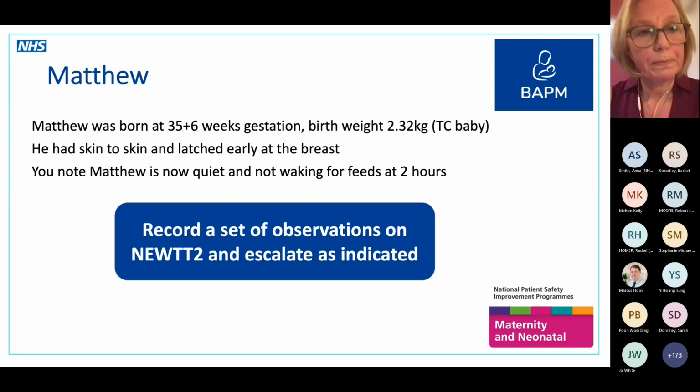So moving on now, I want to introduce you to our case for today called Matthew. So Matthew is going to appear through the next 2 presentations, and Matthew is going to demonstrate, hopefully, how we feel that the tools will be used in practice. So Matthew was born at 35 plus 6 weeks gestation. He had a birth weight of 2.32 kilograms. That made him a transitional care baby, so he already warrants being plotted on the NEWTT2 chart for that reason. But he's had skin-to-skin and he latched early at the breast, but then he became very quiet and he's not waking for feeds. So he has another reason to be monitored on the NEWTT2 chart, and that is postnatal concerns.